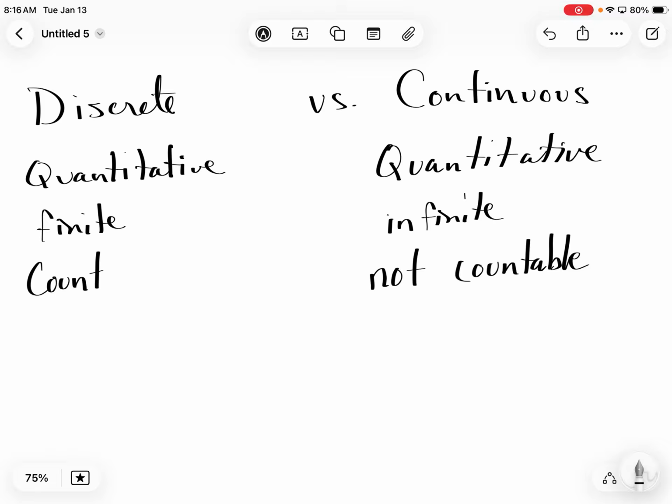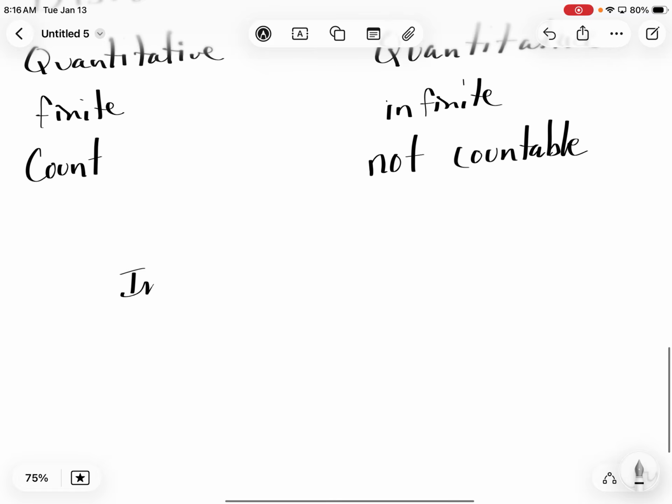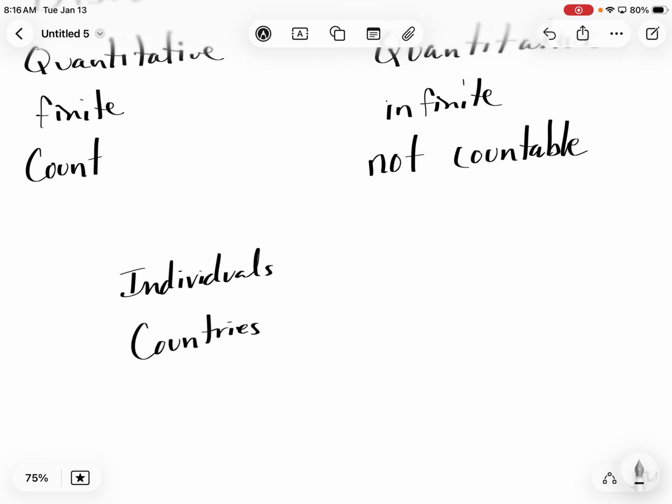So the individuals for that particular thing, when it's asking you to identify that, are the countries. Those are the different types of things that we are looking at. We're looking at each country individually. Okay, does that make sense?